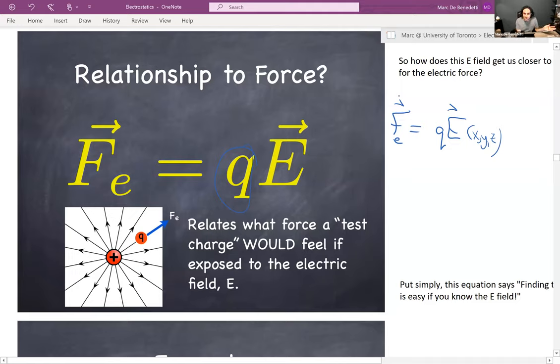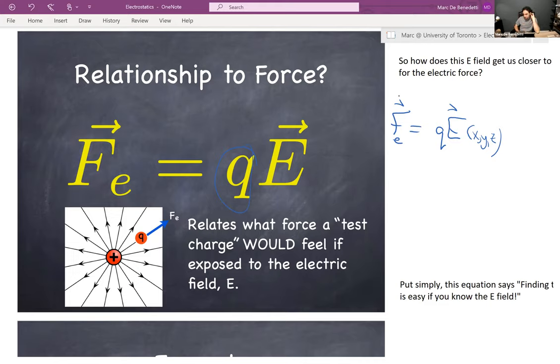Done. Our pursuit is done. We've achieved our goal. We've figured out what the electric force is. It's F equals QE. Done. Well, not so much, right? We've swapped one problem for another problem. We've solved for the electric force, but we've introduced a new variable, E.